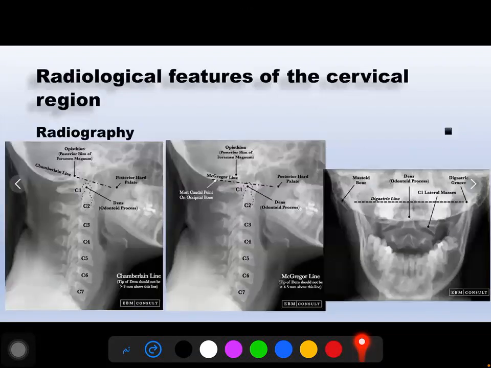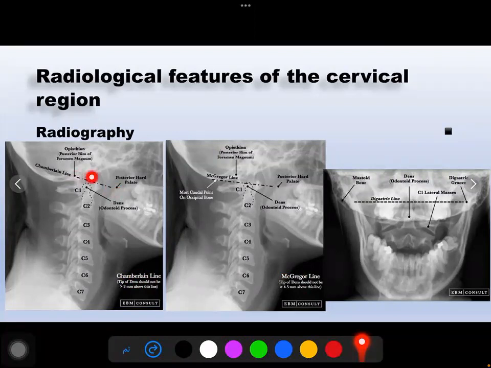The alignment of the cervical spine with respect to the foramen magnum should be assessed by three radiographic imaginary lines. The first line is called the Chamberlain line, the second the McGregor line, and the third the digastric line. The first one, the Chamberlain line, extends from the posterior aspect of the hard palate. This is the palate, this is the hard palate, and this is the soft palate. This is the posterior aspect of the hard palate, and this is the posterior lip of the foramen magnum. This is the foramen magnum.